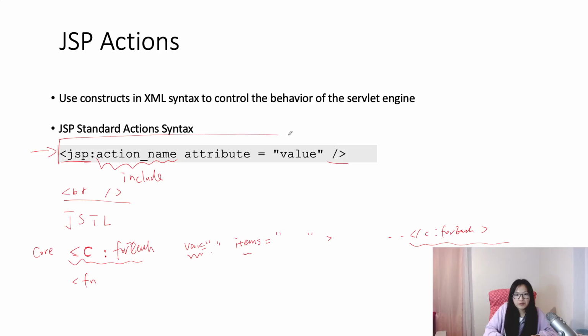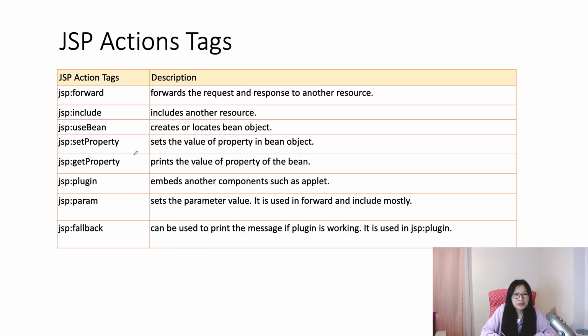And for the JSP standard action tags, here I'm talking about this part, the standard actions, which are part of the JSP specification, which means in every JSP you can directly use them without doing any extra step. We have so many. Like jsp:forward, which can be used to forward the request and response to another resource. It's very similar to servlets: in doGet or doPost, you can forward to another page.